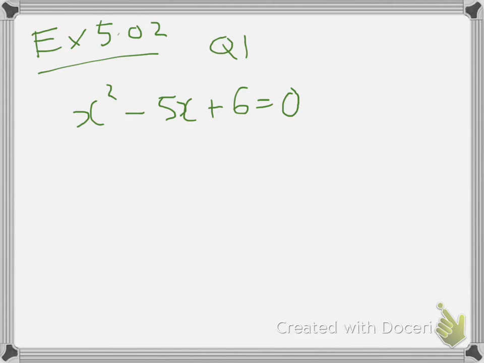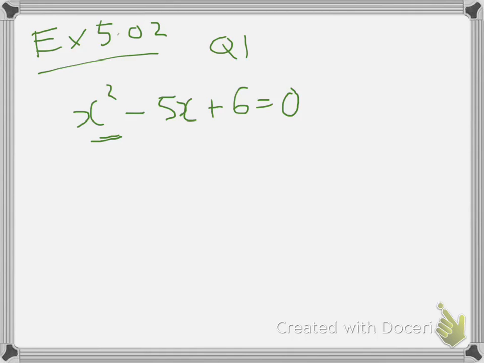This is very similar to what we've just been doing, but you have to do the pre-step. You have to factorise first. Remember, I told you that anywhere there's an x squared, there's always two solutions.